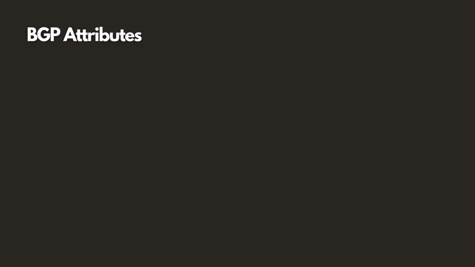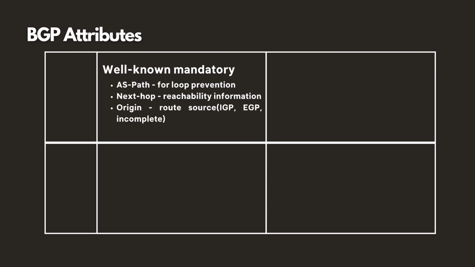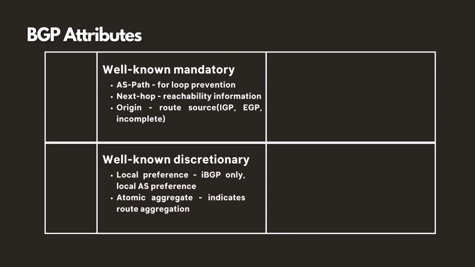BGP uses path attributes to make routing decisions and control propagation. Categories of BGP attributes. We have the well-known mandatory. These are always present and always propagated. Under this, we have AS path, next hop, and origin. There are also well-known discretionary attributes. These are recognized by all BGP speakers, but are not always present in the advertisement, like local preference and atomic aggregate attribute.